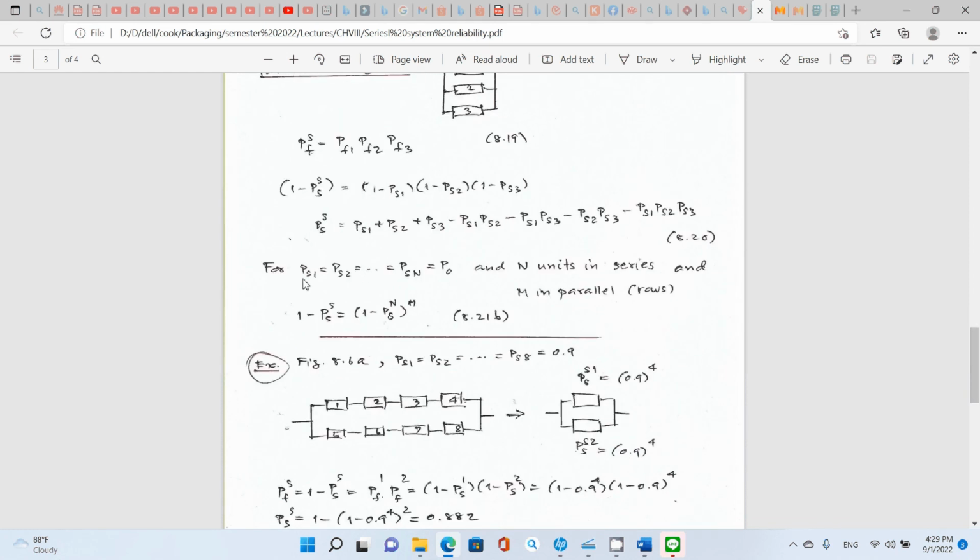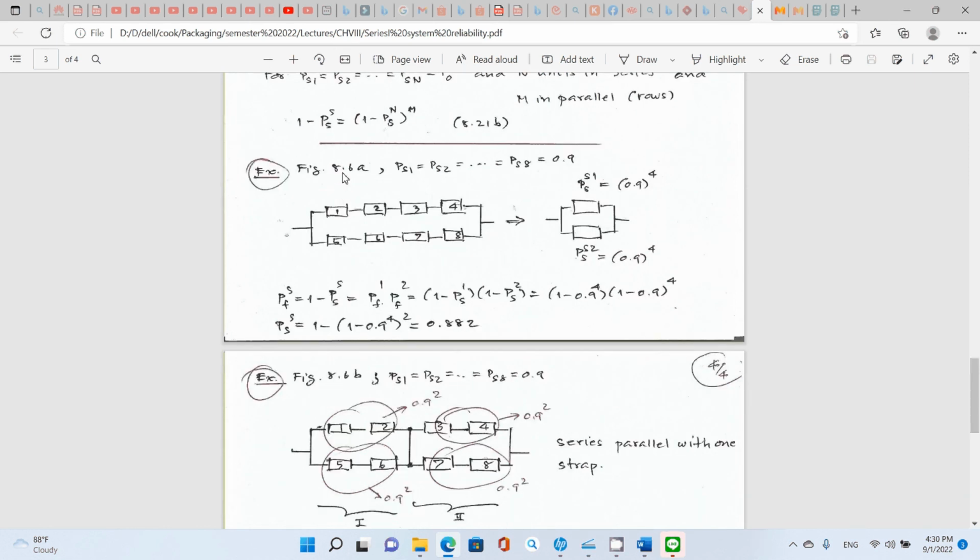And in the case of all components having the same survival probability equal to PS, and they have n components in series and n rows in parallel, you simply can write down the equation. If you look at this one, that's going to be 1 minus PS of the system equal to 1 minus PS to the power n. That's the combination connected in series for n, and then for n rows in parallel, according to equation 8.21b.